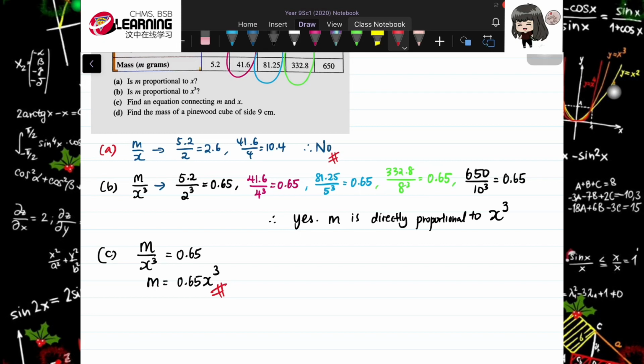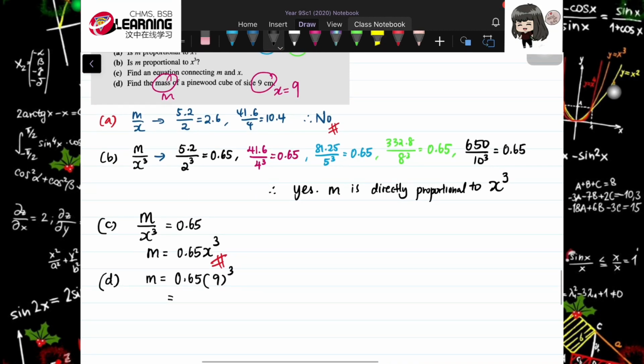Now part D. Find the mass M of a pine wood cube of side 9 centimeters. So your X is equal to 9, and you have to find M. Just substitute into the equation that you found just now. M is equal to 0.65 times 9 cubed, and this will give you 473.85 grams.